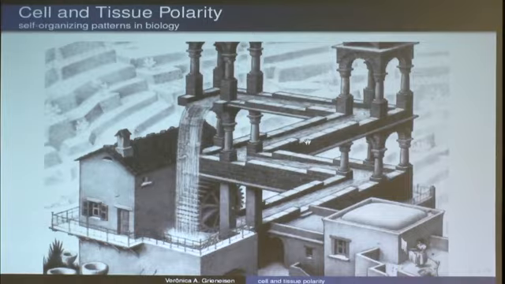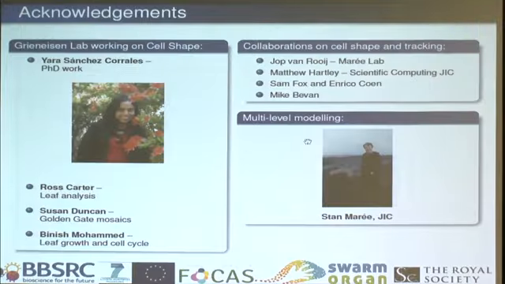This is the last slide, okay? And I would like to thank for this part of the talk Samaray, Yara, who did a lot of the imaging work, and these are the students and postdocs who are at the moment looking at the leaf analysis. So how is the meristematic zone of the leaf being regulated? Susan Duncan is designing the Golden Gate mosaics in my lab, and with Benish we're interfering in the cell cycle during leaf growth to see how things are working out. So thanks a lot for your time.